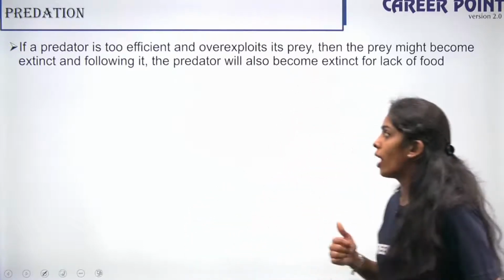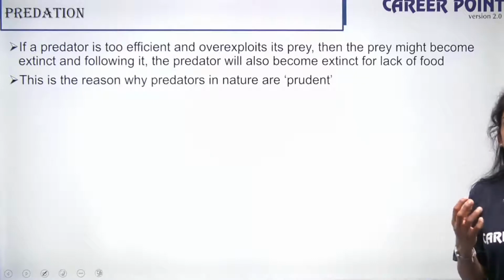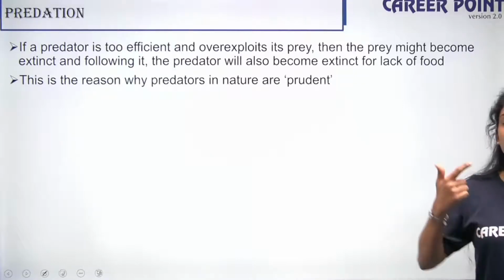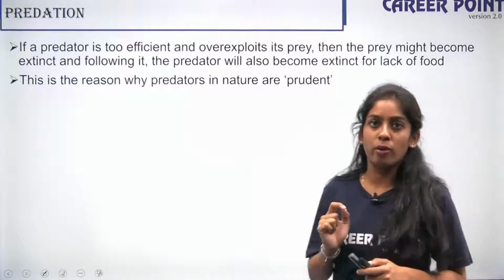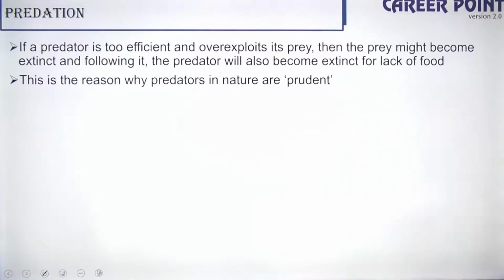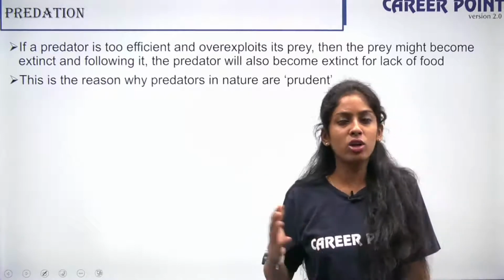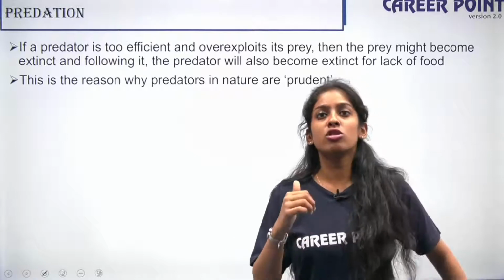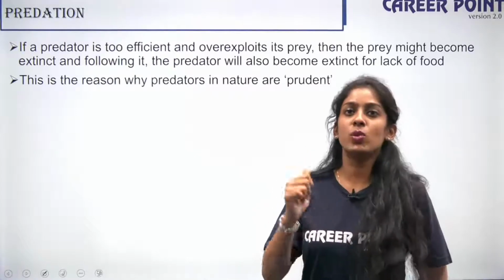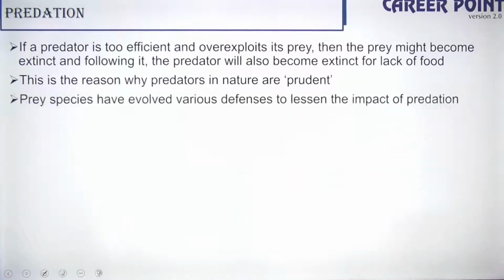So point number 1, the prey also ensures that the population of the predator is in control. Listen to this: if the predator is too efficient and over-exploits its prey, if there are so many tigers and all the tigers kill down all the deer, then the tigers one day will go starving, right? So your prey will also ensure that the predator population as well as the prey population is in control. So the predators in nature are prudent.